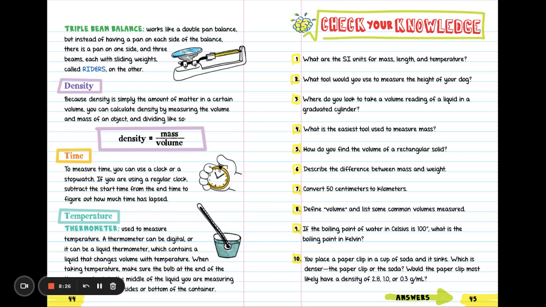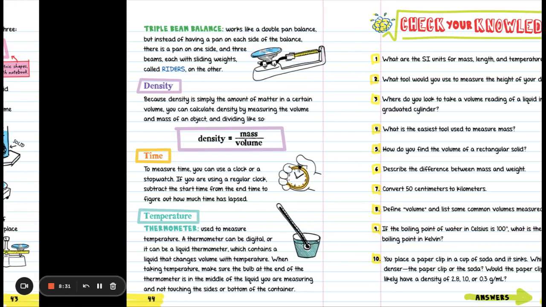Used to measure temperature. A thermometer can be digital or it can be a liquid thermometer, which contains a liquid that changes volume with temperature. When taking temperature, make sure the bulb at the end of the thermometer is in the middle of the liquid you're measuring and not touching the sides or bottom of the container.